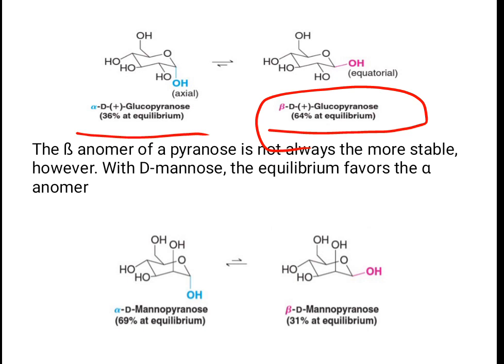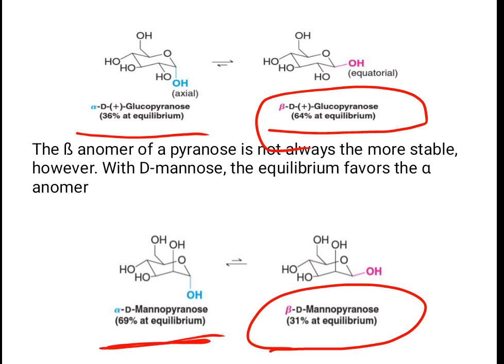But in the case of mannose, beta-D-mannopyranose has 31%, but the alpha-D is the more stable, which has 69% at equilibrium, because this OH and this OH are trans, whereas these two feel some repulsion between them.